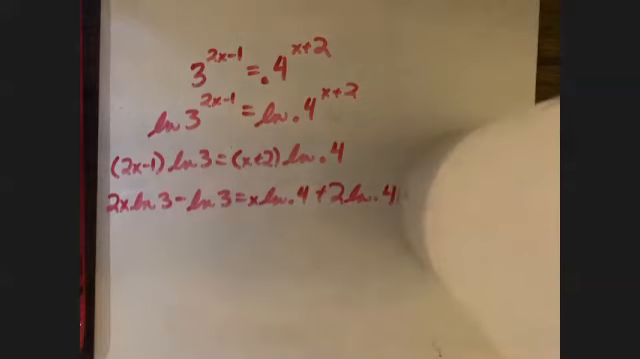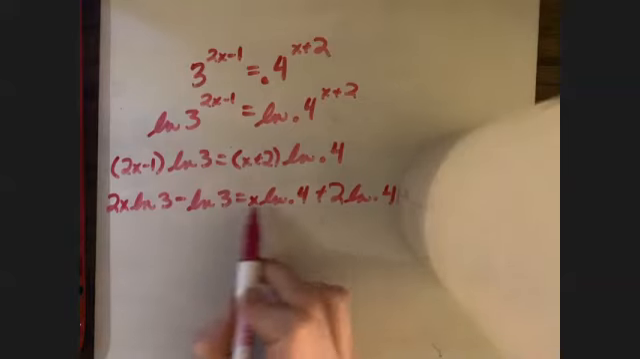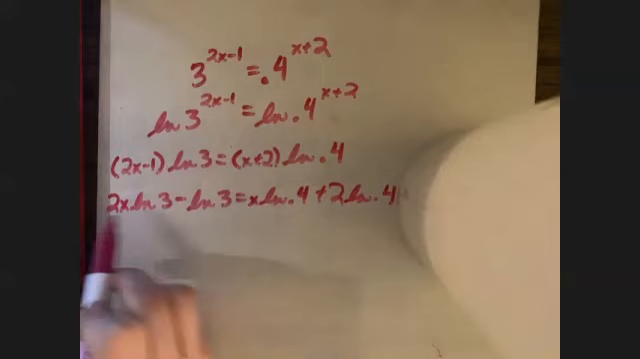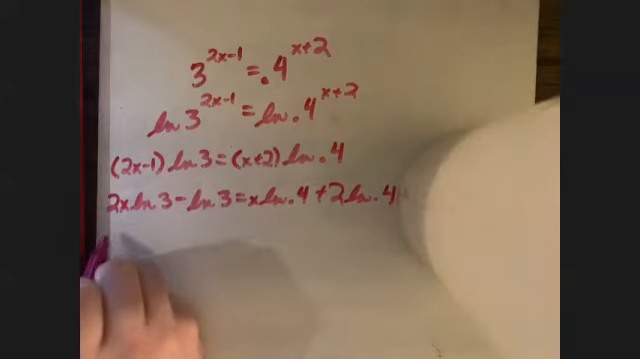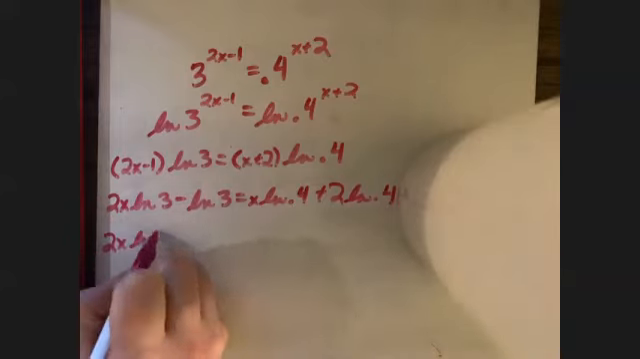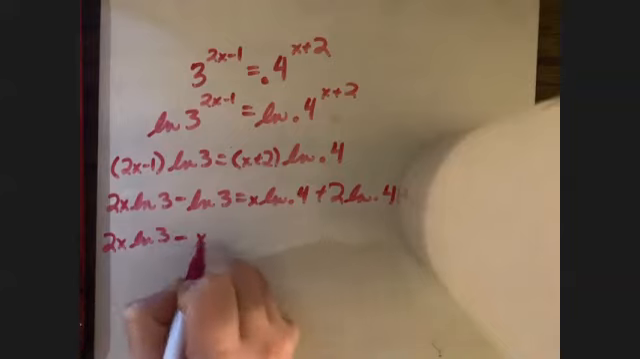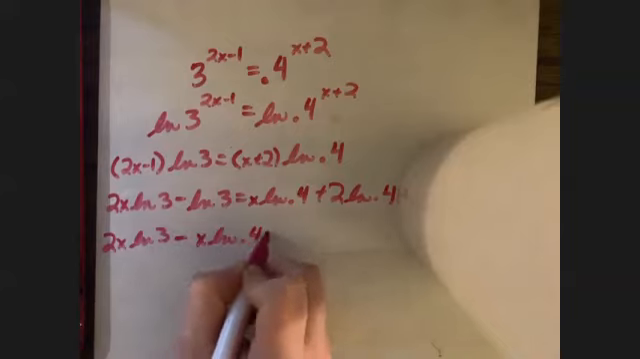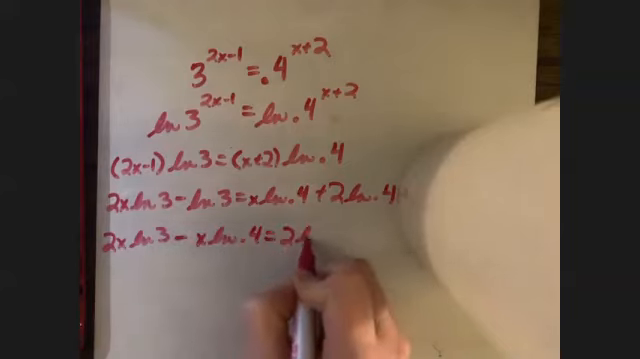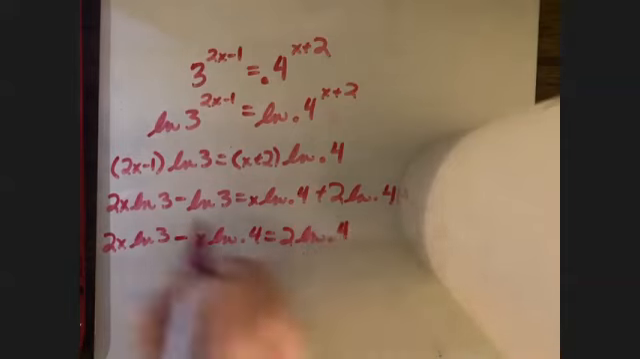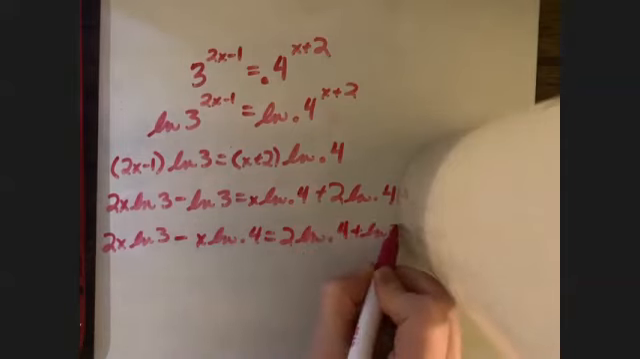Okay? And now I'm going to get all of my x things on one side and my non-x things on the other. So I'm going to bring this over here, and I'm going to take this natural log and move it that way. I'm going to have 2x natural log of 3. I'm going to subtract that x natural log of 0.4 over. I've got 2 natural log of 0.4, and I'm going to add that natural log of 3 back over to the other side.